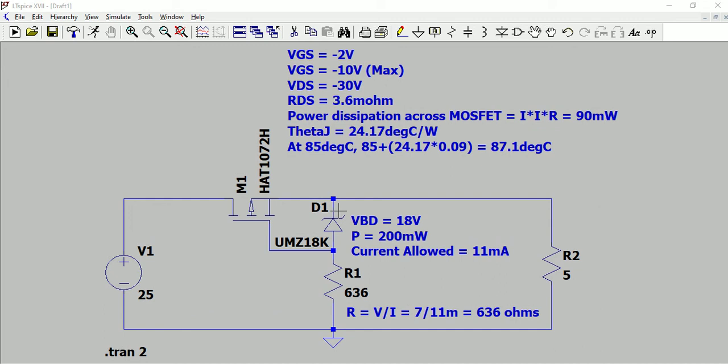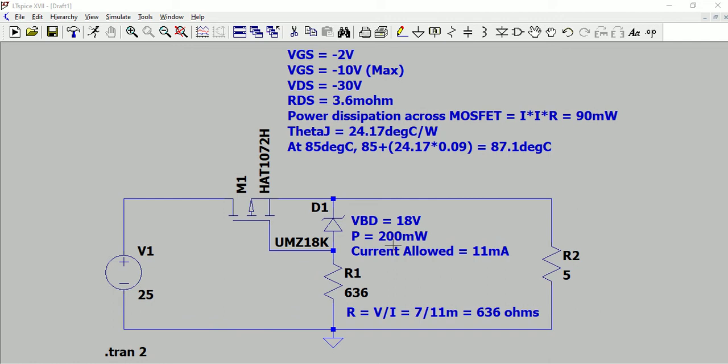So once the current is flowing through this, the voltage is 18 volts. If you consider P is equal to V into I, so I is equal to 200 milliwatt by V, which is nothing but 18 volts. That means current should not go beyond 11 milliamps. If it goes beyond 11 milliamps, the power dissipated across the Zener increases beyond 200 milliwatt and it might burn. Okay, so current is limited that way.